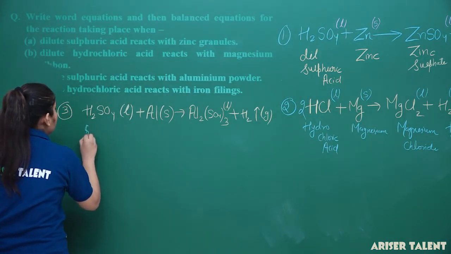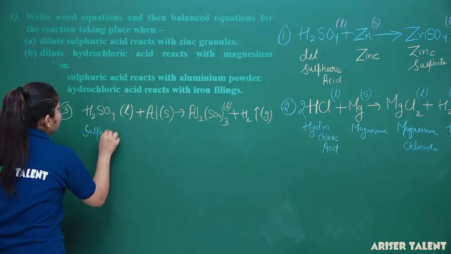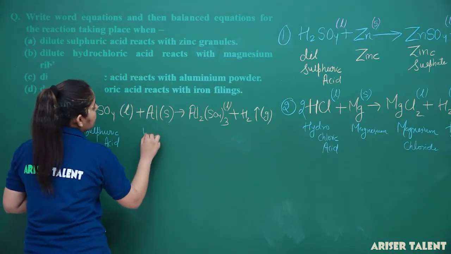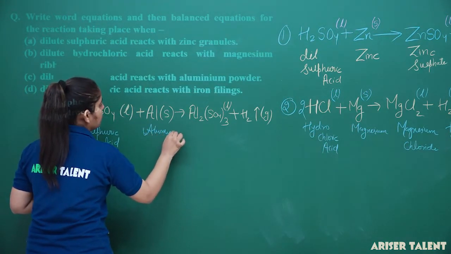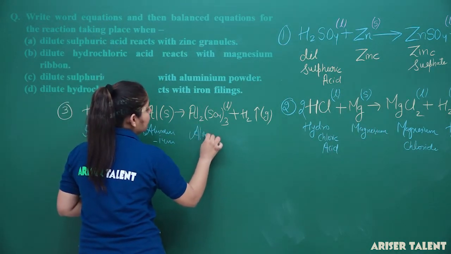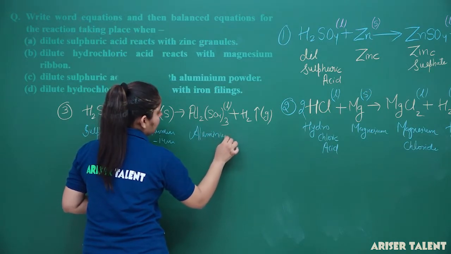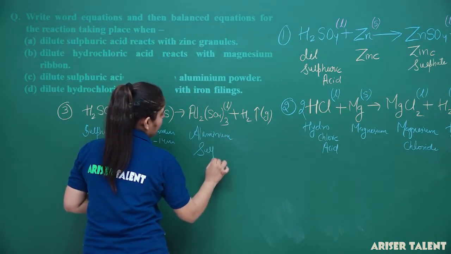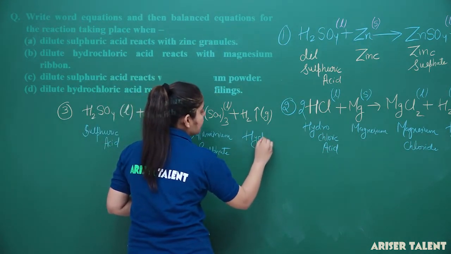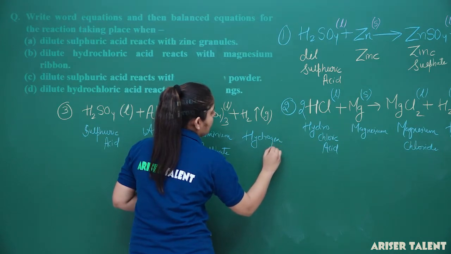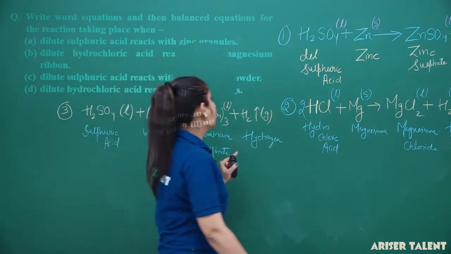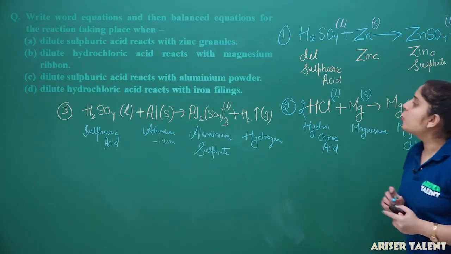This is our sulfuric acid. This is aluminium. This will be aluminium sulfate. And this will be the hydrogen gas. So this will be our complete balanced equation for question number 3. Now we are with our fourth question.